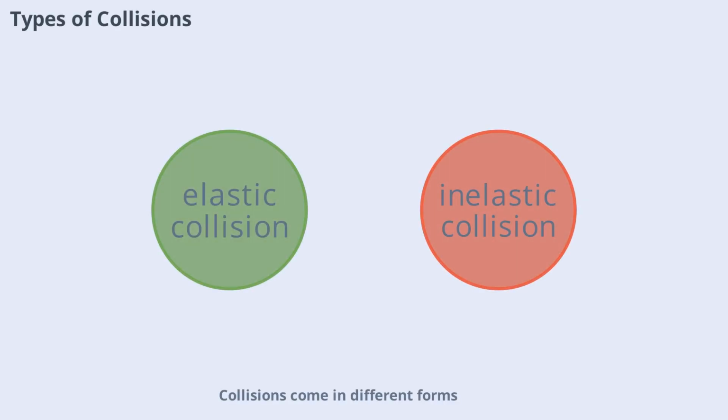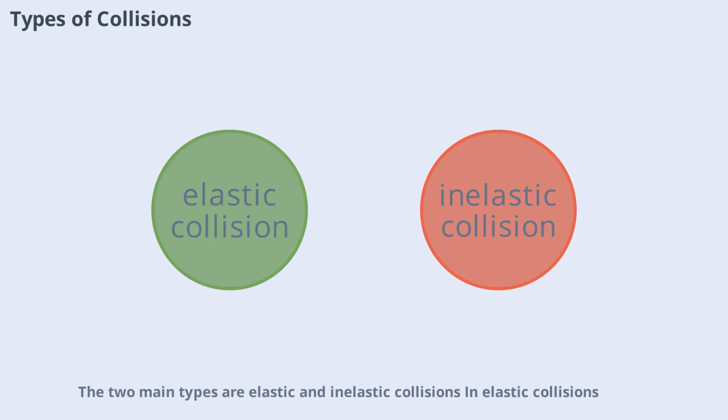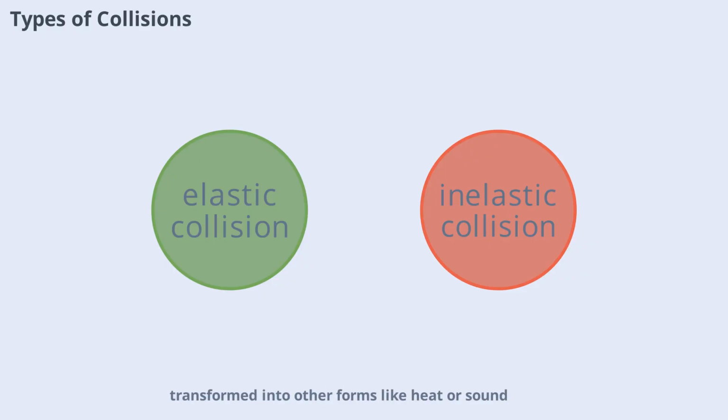Collisions come in different forms, and understanding the types is key to analyzing momentum. The two main types are elastic and inelastic collisions. In elastic collisions, both momentum and kinetic energy are conserved. In inelastic collisions, momentum is still conserved, but kinetic energy is not. Some of it is transformed into other forms like heat or sound. Recognizing the type of collision helps us predict what will happen to the objects involved.